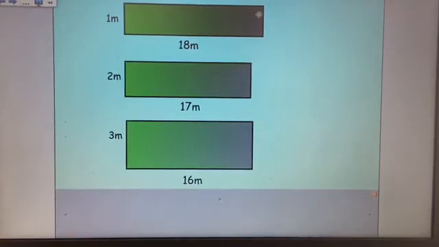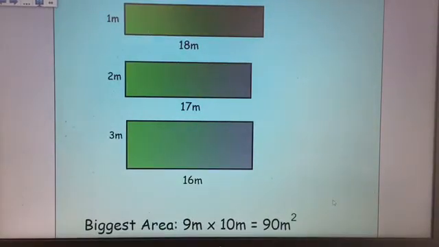So are you noticing a pattern? The longer, thinner rectangles give you the same perimeter but a smaller area, and the shorter, fatter ones have the same perimeter but a bigger area. So with a perimeter of 38, hopefully you worked out that the biggest area you can have is 90 meters squared.